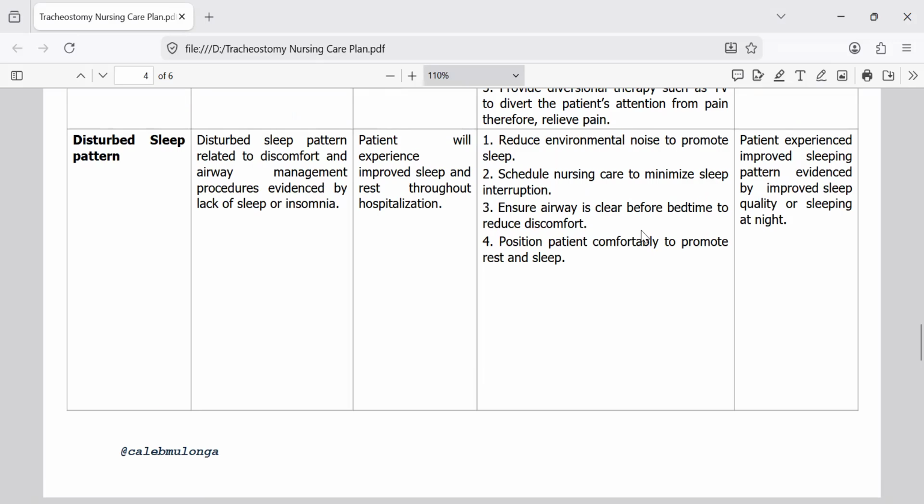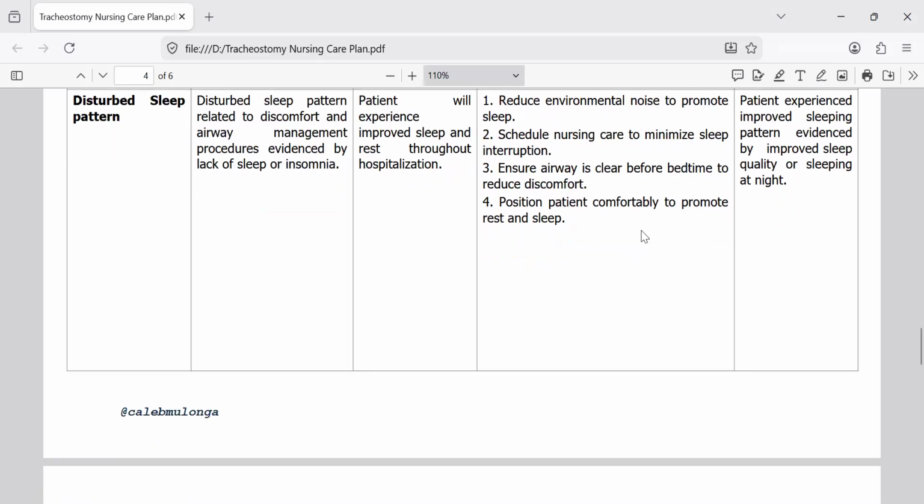Evaluation. The patient experienced improved sleeping pattern evidenced by an improved sleeping quality or sleeping at night. So you find that the patient will experience an improved sleeping pattern, which will be evidenced by lack of insomnia, or you can say improved sleeping quality.